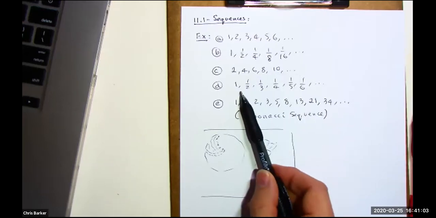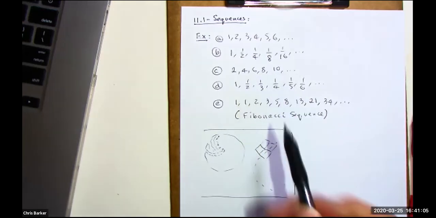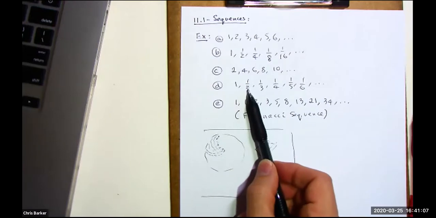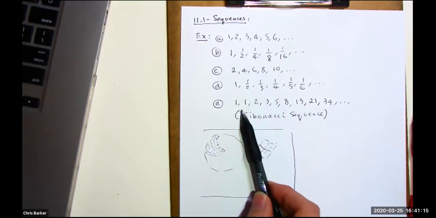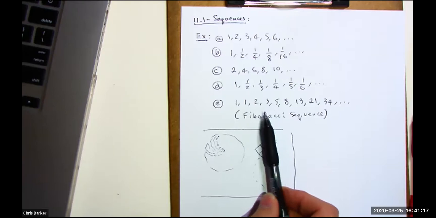This one's a fairly famous sequence that we'll be coming back to later. It's referred to as the harmonic sequence. And we'll talk about why it's called that later as well. And then, of course, again, as I said, the most famous of all, the Fibonacci sequence.